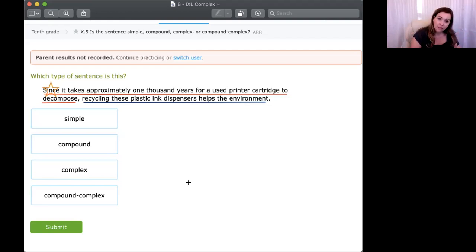Now I'm going to look at the next aspect of this: recycling these plastic ink dispensers helps the environment. That's a complete independent clause, a standalone sentence. So guess what? That is absolutely a complex sentence. And if we look at the sentence frames that we did, which one does this fit? Does it fit our first example, our second example, or our third example? I'll give you a second to look at your complex sentence notes that we just finished and see if you can determine which sentence frame this one fits into.